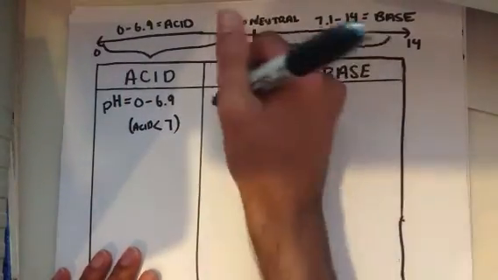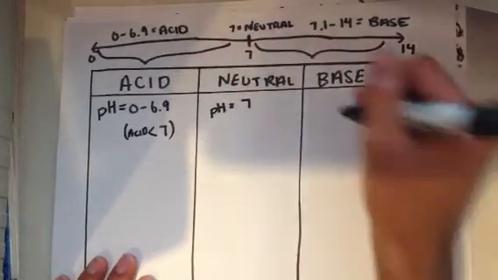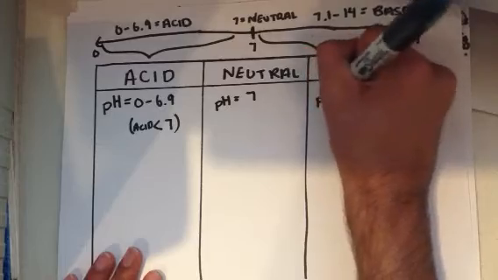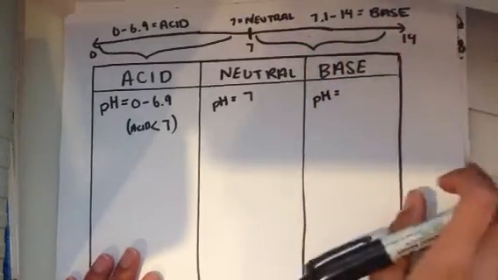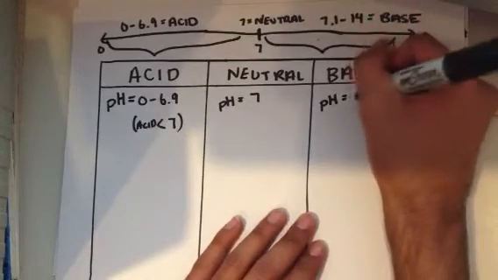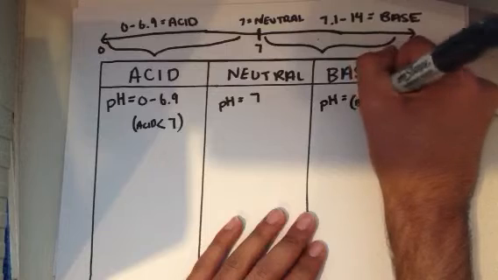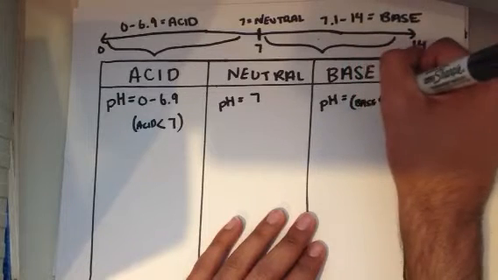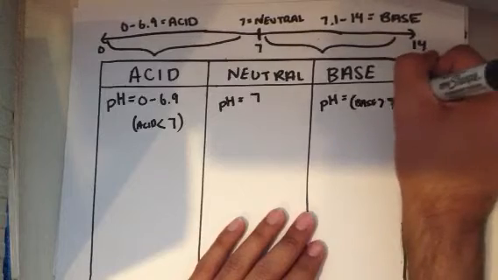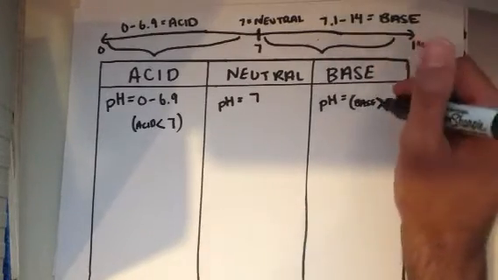And neutral substances, the pH is equal to 7, and for bases, the pH is equal to anything greater than 7. Anything greater than 7 is a base.